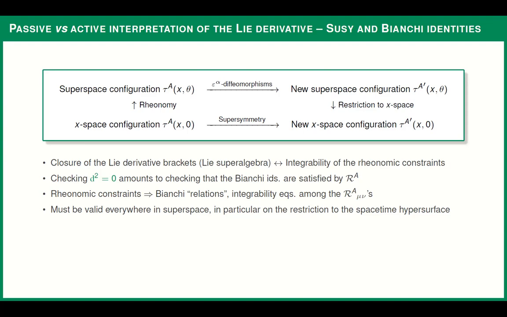Can you get something more interesting, like new, I don't know, new solutions to Einstein's equations or something like that, by allowing something more complicated at the superspace level?